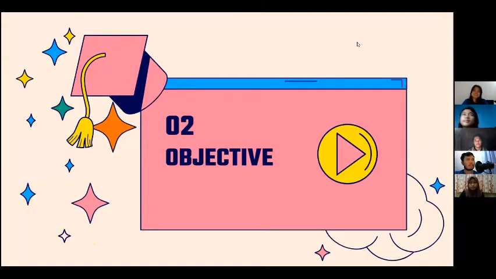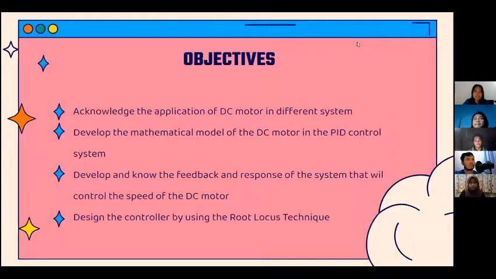Okay, so next is the objective of this project. The first objective is to acknowledge the application of DC motor in different systems. The second one is to develop the mathematical model of the DC motor in the PID control system. The third one is to develop and know the feedback and response of the system that will control the speed of the DC motor. And the last one is to design the controller by using the root locus technique.